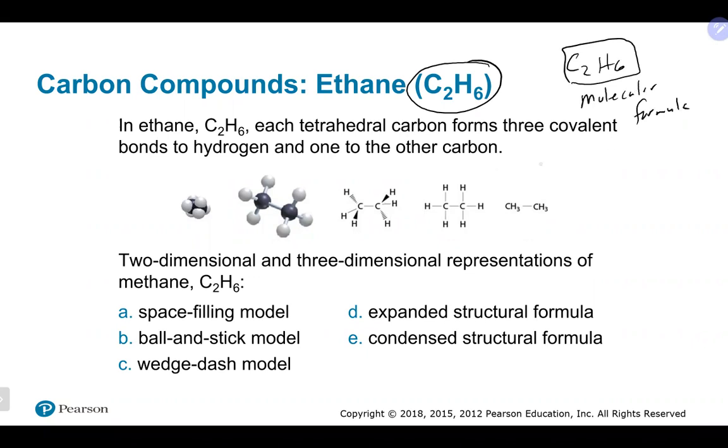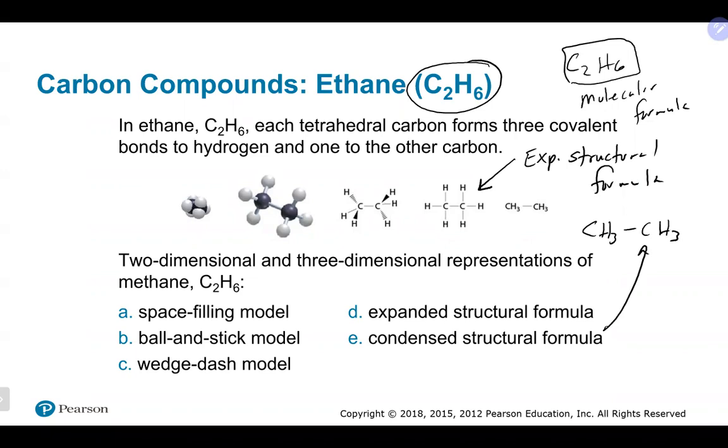We could draw it out like we'd see here, which is the expanded structural formula. And another very common way that we could write formulas in organic chemistry is what is sometimes referred to as the condensed formula. In the condensed formula, you just don't draw out the hydrogens. So you do everything but draw out the hydrogens. So CH3-CH3 would be the condensed structural formula.